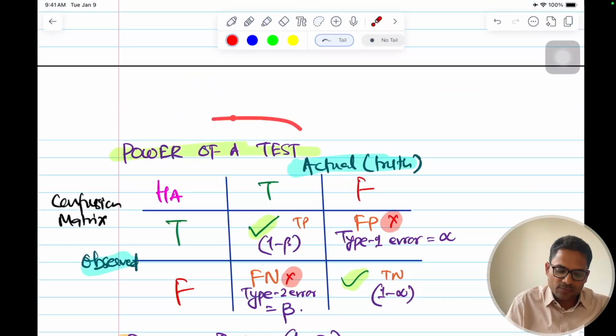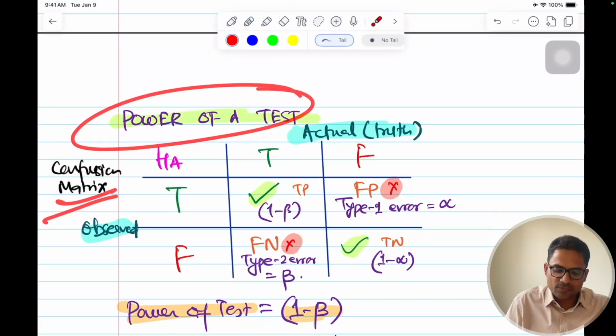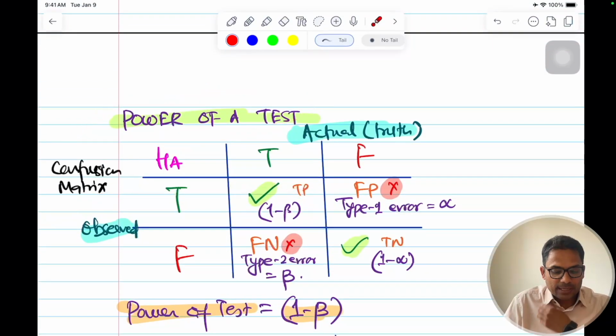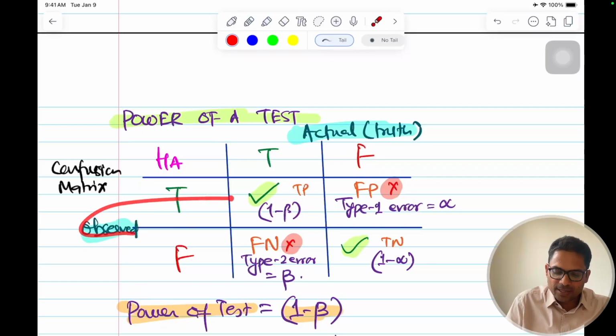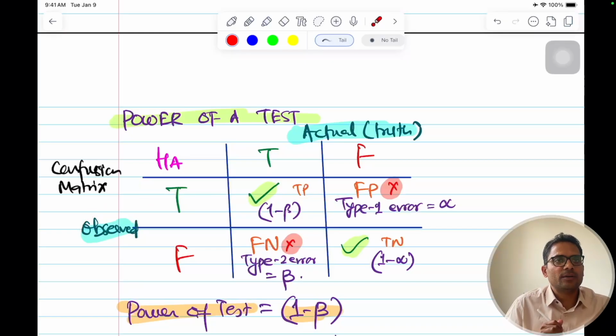And then we discussed power of a test. We saw it through the confusion matrix. The power of a test is that if the alternate hypothesis is true and we are correctly accepting the alternate hypothesis, that's what is my power of test. Here also we understood what is a false positive. The alternate hypothesis is actually false, but my test is saying that it is true. This is a false positive. I'm accepting the alternate hypothesis falsely.